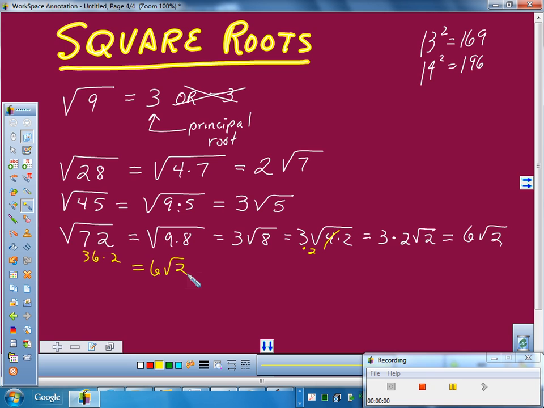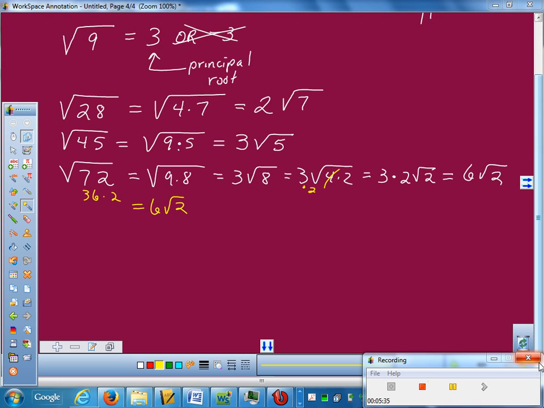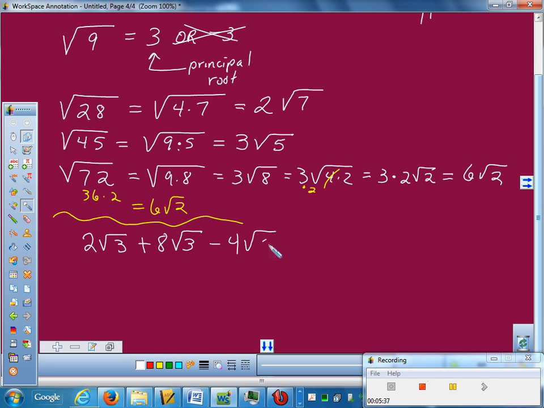But sometimes you might have really bigger numbers that you don't know what goes in there, so break down the smaller ones and you'll eventually get there, even if it takes you more than one breakdown to do it. Okay. So that's breaking down roots. Now, can you add them? This is extremely difficult. If I gave you 2 times the square root of 3, plus 8 times the square root of 3, minus 4 times the square root of 2, can you add all that together?